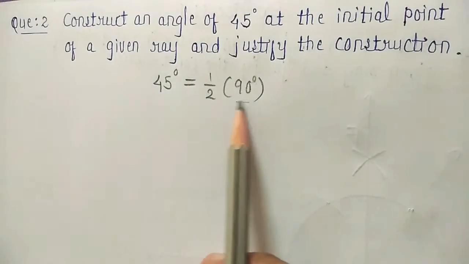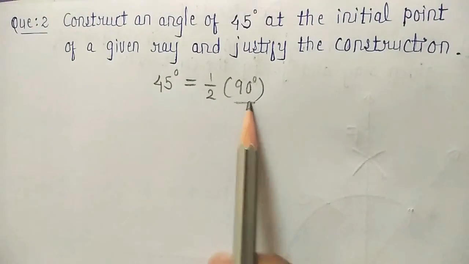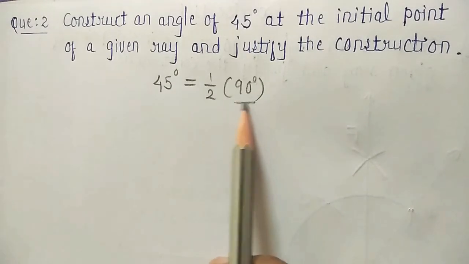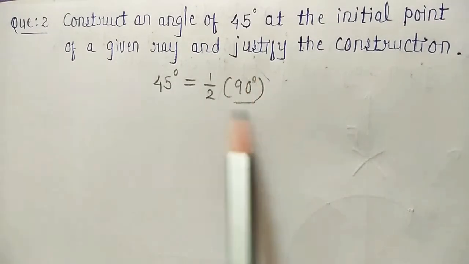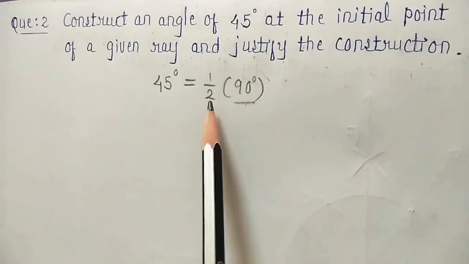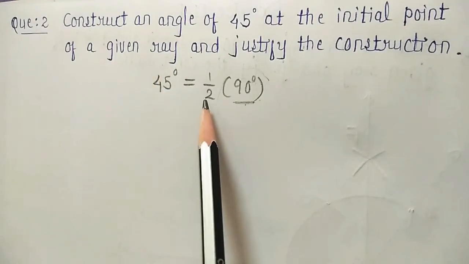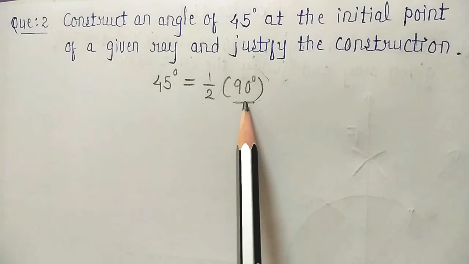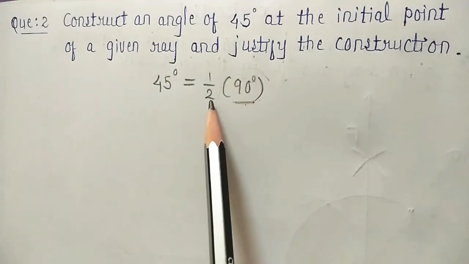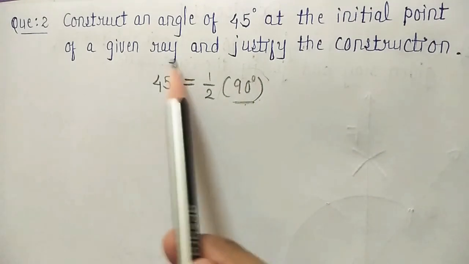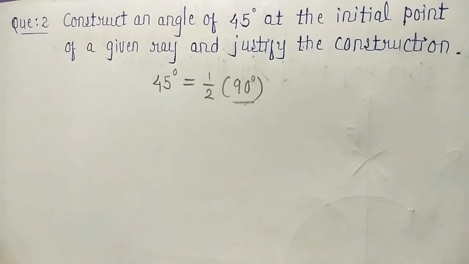So what will we do? First we will construct a 90 degree angle, and we have learnt it in the previous question. So first we'll make a 90 degree angle, then we have to make 45. It is what? Half of 90. So after making the 90 degree angle, we will draw a bisector. So that will be a 45 degree angle. Okay, let us start.